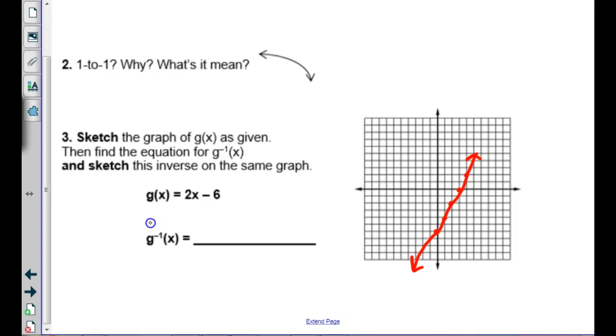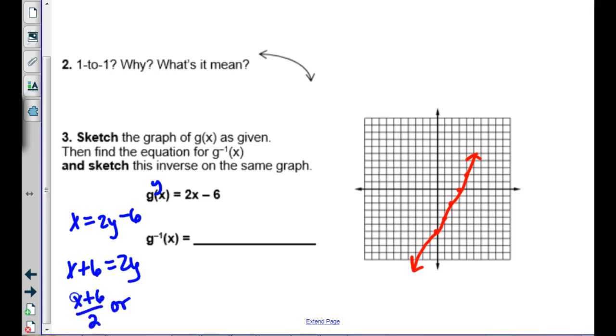All right, how do we find the inverse of that? Right now it says y equals 2x minus 6, so we make it say x equals 2y minus 6. Add 6 over to the other side. Divide everything by 2. We can write x plus 6 over 2, or what would that be? 1/2 x plus 3. Yep, the 2 divides into both. Either one of those is fine for writing on the blank up here.